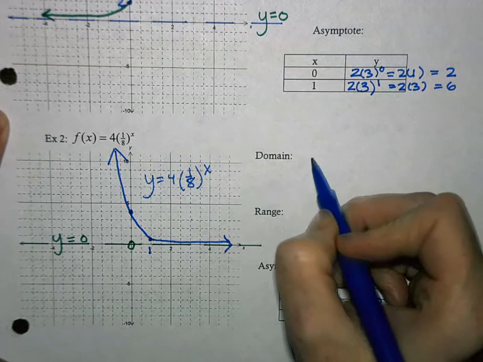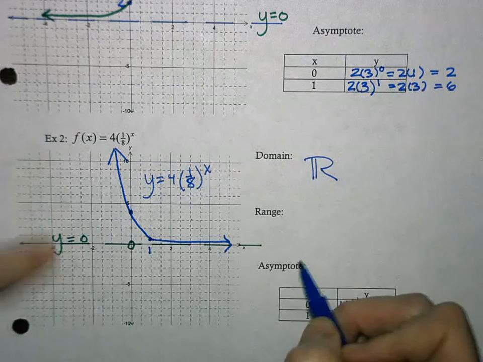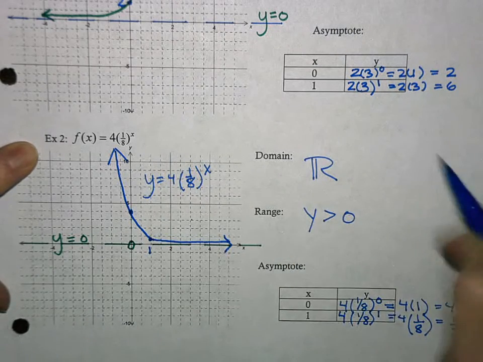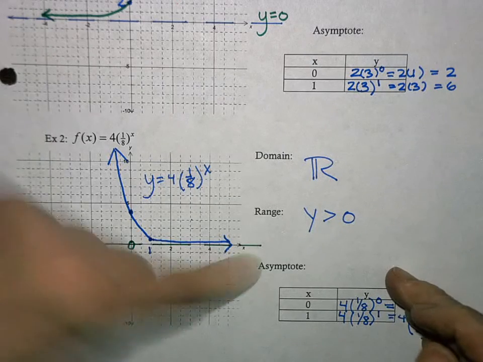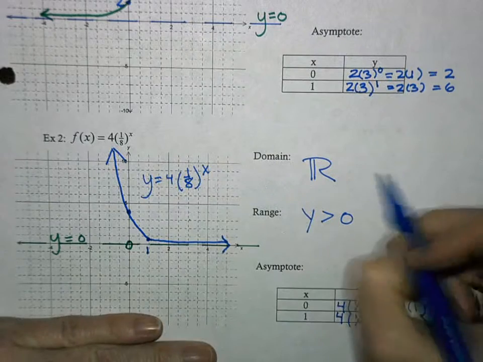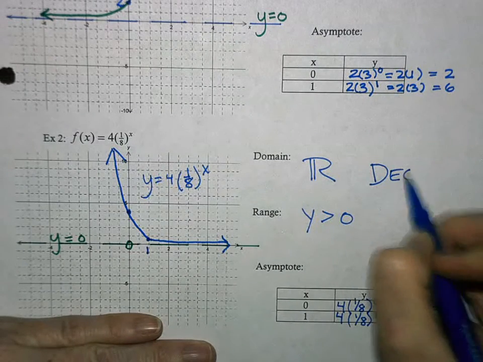What's the domain? All real numbers. What's the range? y is greater than 0. And what kind of graph is this? As x approaches positive infinity, the graph is approaching 0. So it is a decay graph.